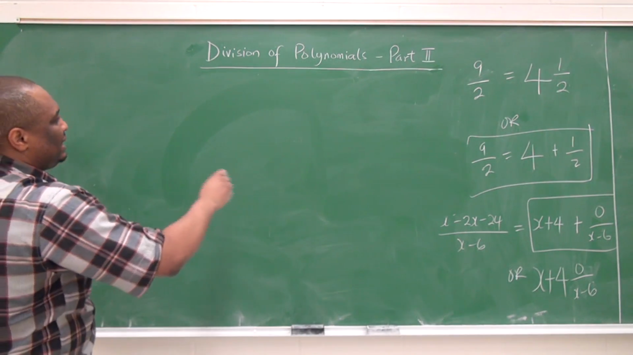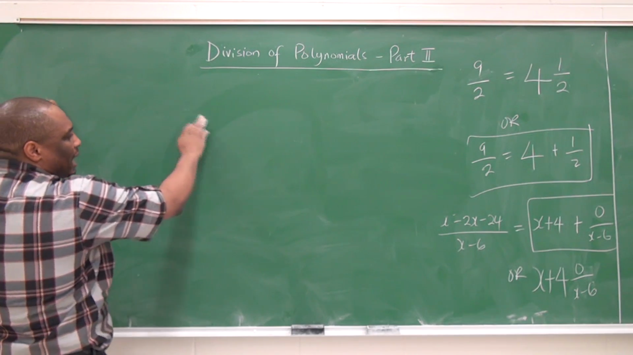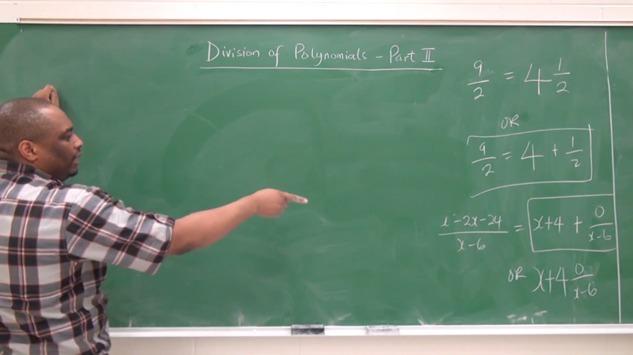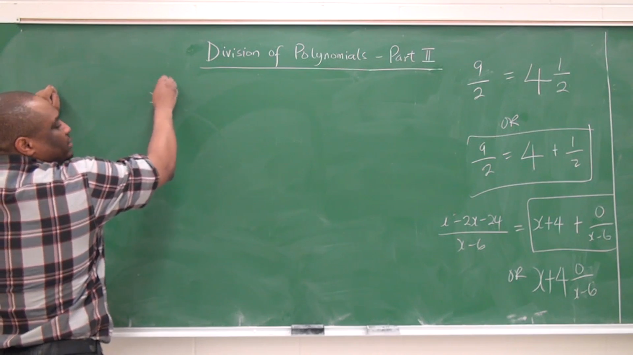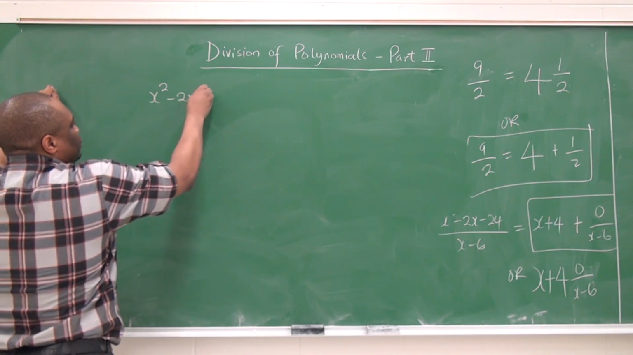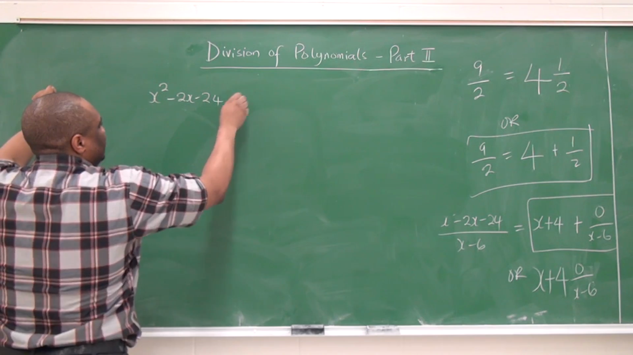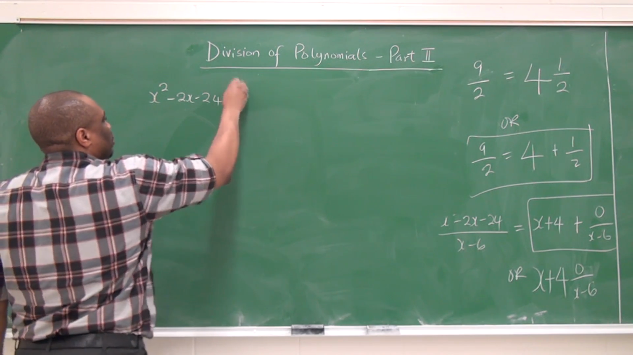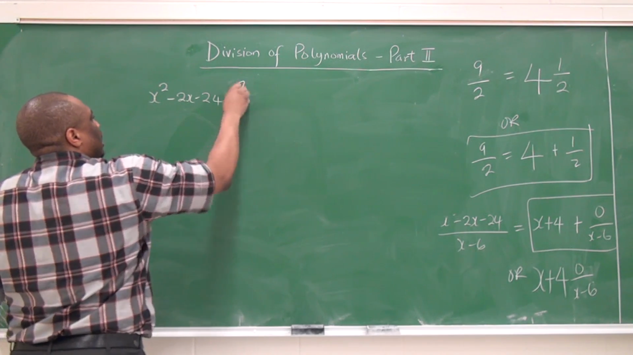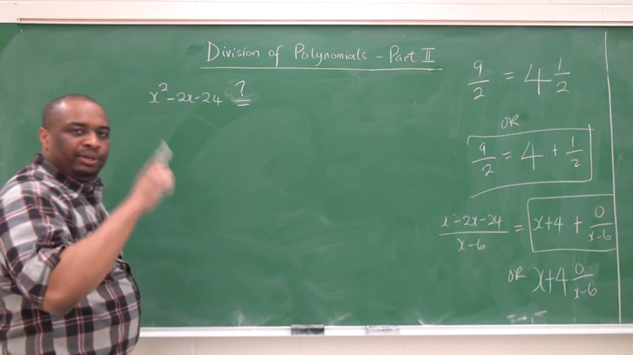So in this case, our dividend, I don't even know why I erased this now. Okay, in this case, our dividend was what? x squared minus 2x minus 24. That was our dividend. We want to see whether it's equal to, that's why I put the question mark there.